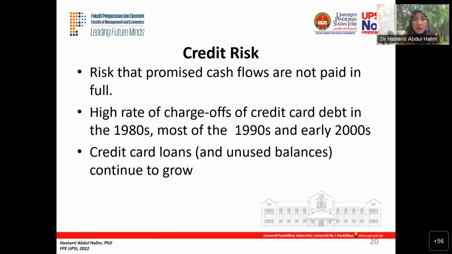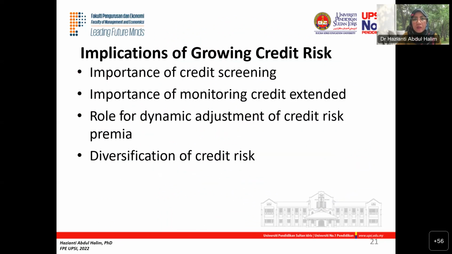Let me check credit risk, not paid in full. These are all implications of growing credit risk. If you can recall, because of this, later in bank management and profitability we will look at what banks actually do to make sure they get back their money. Whenever you lend money, of course you expect them to pay back. So what banks have done so far is what we call credit screening, to see whether you are creditworthy to be given certain types of loans, because they have to manage this credit risk.